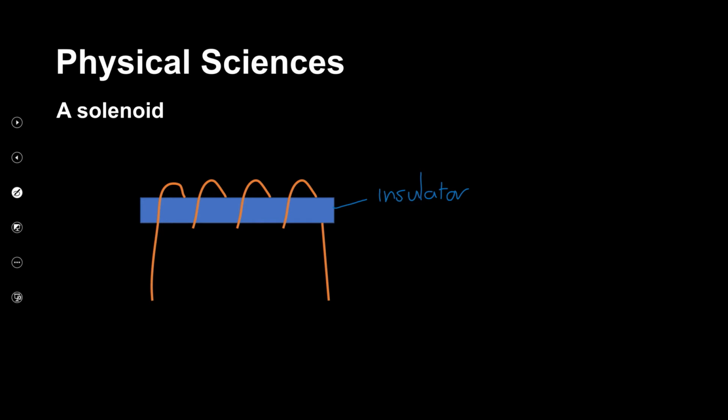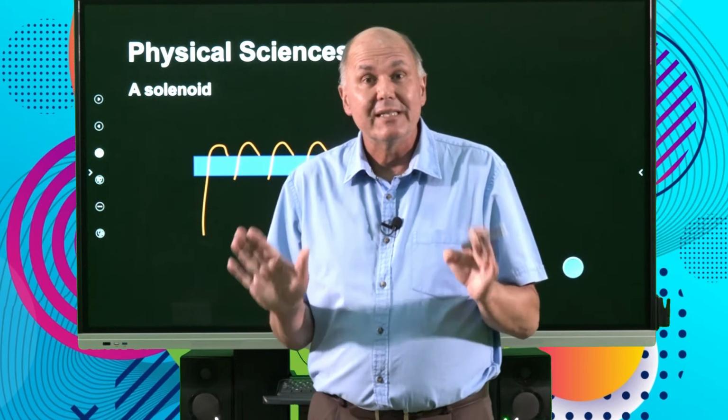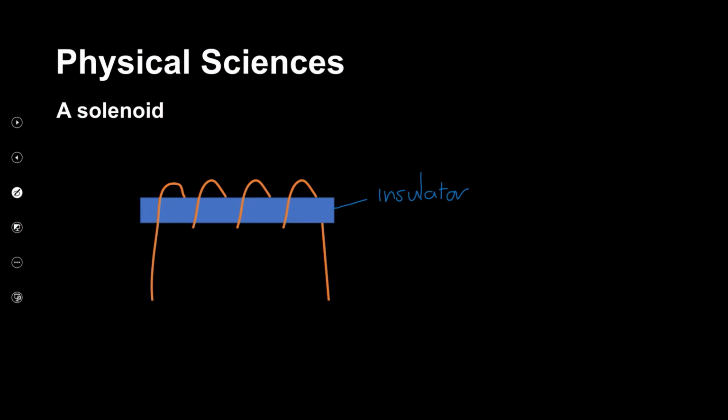Now, if we're going to use the right-hand solenoid rule to establish the direction of the North Pole, we'll need to be able to recognize the direction of current. We haven't been given anything, but I'll just add it in over here. Let's pretend for the moment that that's the positive terminal and that's the negative. So what we recognize here is that the current is going to be moving from positive towards the negative.